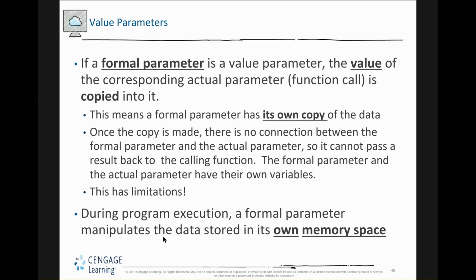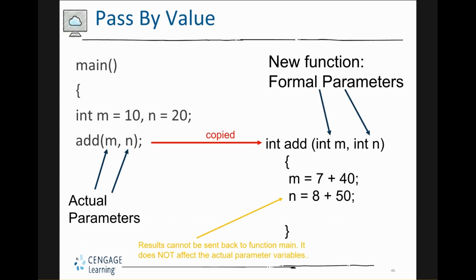Let's look at a quick diagram. The values of the actual parameters m and n, right here, are copied to the formal parameter values. So they're copied over here, m and n. When the values of the actual parameters are copied over, this is called pass by value. So we're passing the value here over to here. Okay, so we're passing by value.